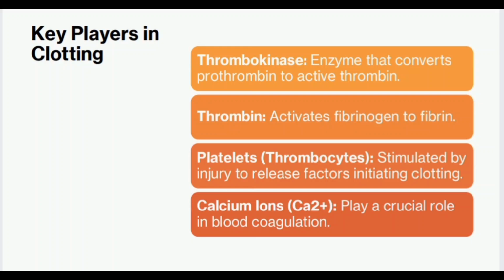Second one is thrombin. It activates fibrinogen to fibrin. This thrombin is a crucial enzyme in the blood coagulation process, primarily responsible for converting fibrinogen into fibrin, which forms the structural basis of the blood clots.